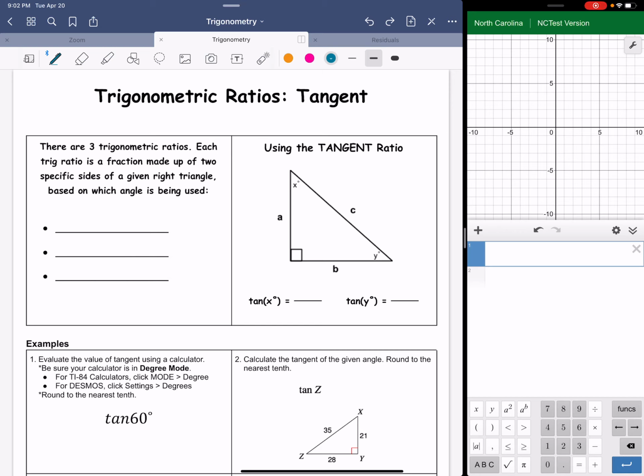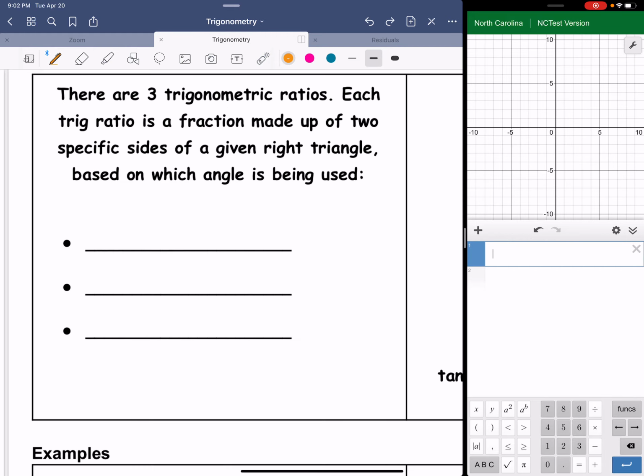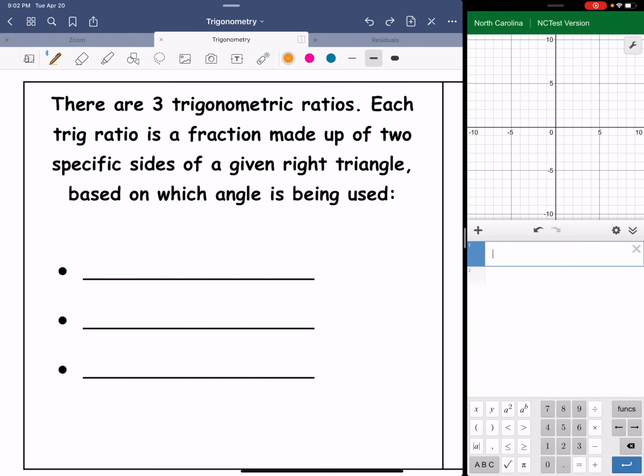In this lesson, we are focusing on trigonometric ratios. Specifically in this lesson, we're going to be looking at the tangent ratio. So there are three trig ratios. We've talked about cosine, we've talked about sine, which was the first one.